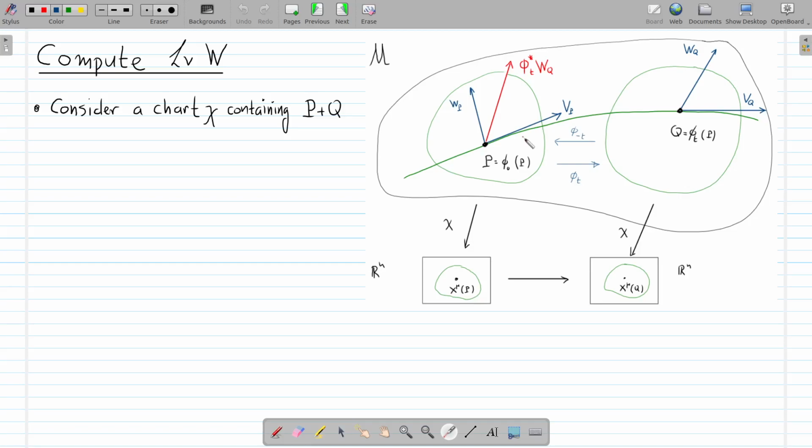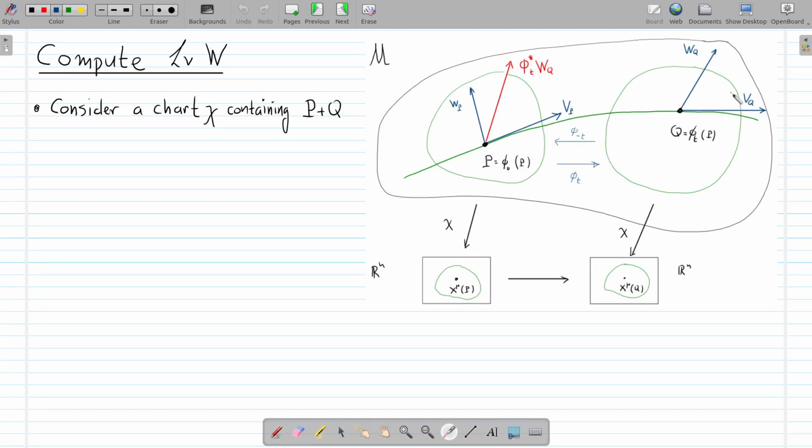Let's now compute the Lie derivative of the vector field W with respect to the vector field V. So let's consider the vector field V, and this is its integral curve that defines the one-parameter family of diffeomorphisms phi of t. So a point P is dragged to a point Q under this map to phi t of P.